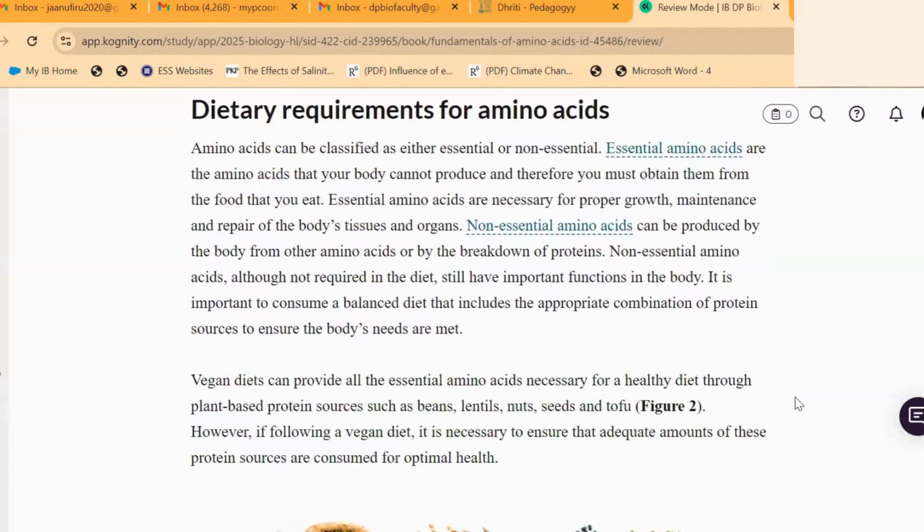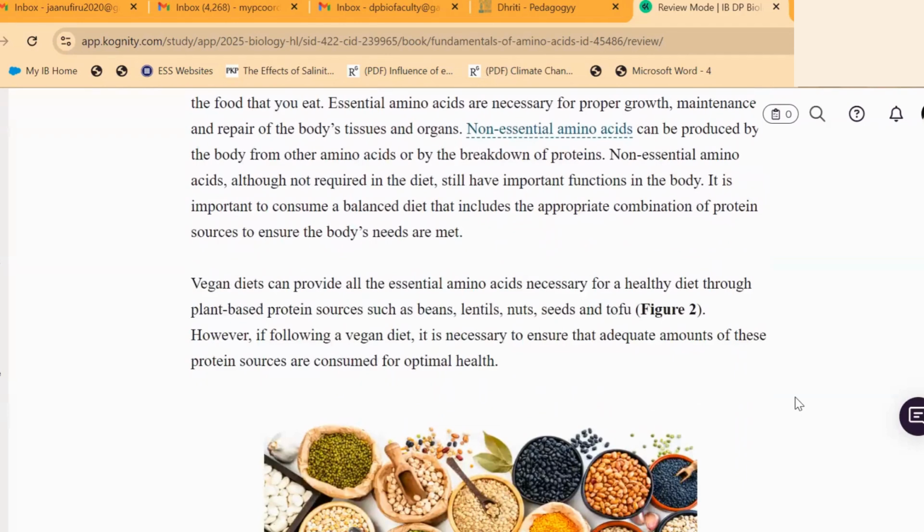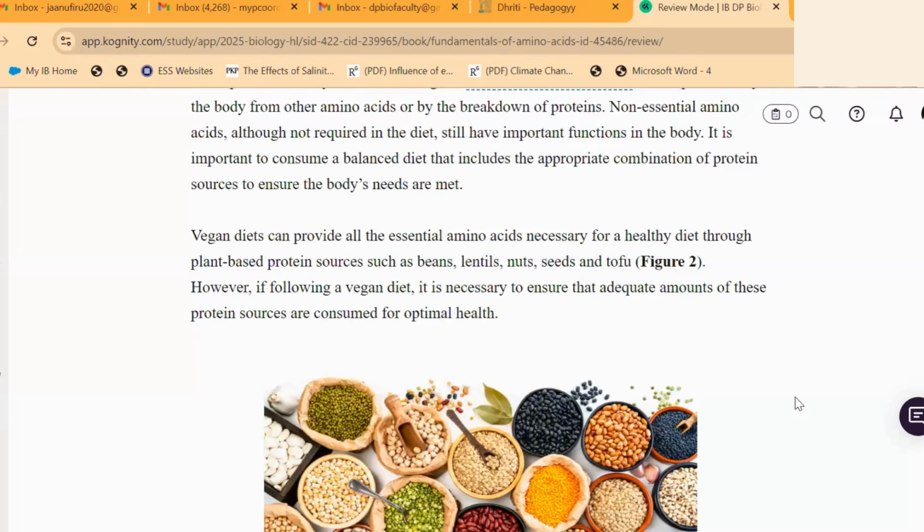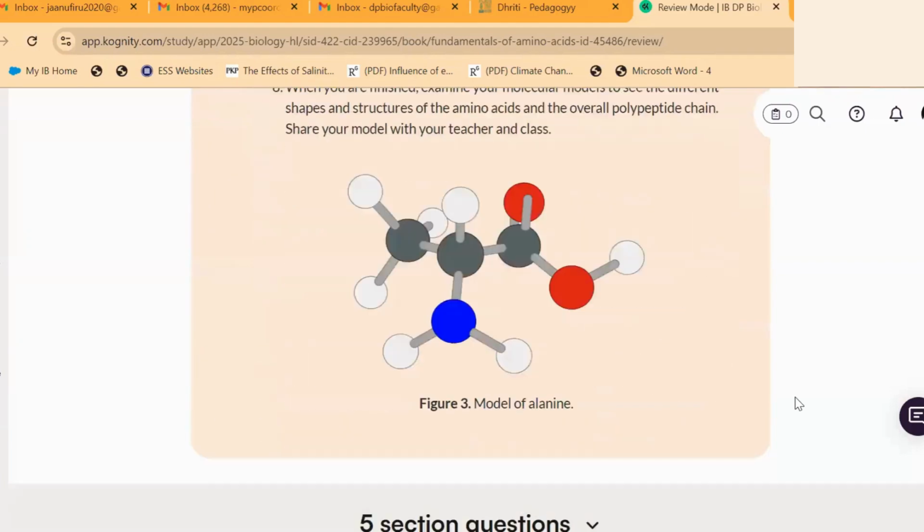And so we have this vegan diet nowadays becoming very famous, which is full of plant-based protein. So that is the vegan diet. Okay, coming to essential and non-essential amino acids, let's move ahead.